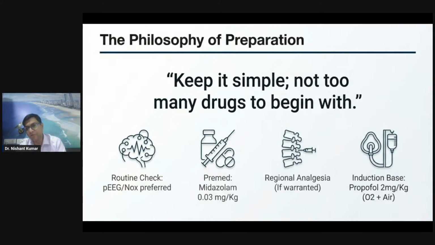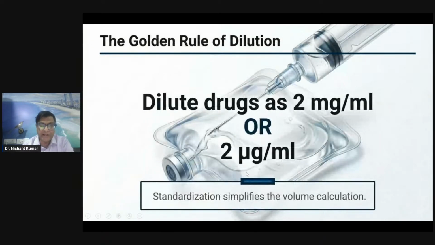I usually use propofol for induction, in oxygen and air for maintenance. Now, either you can use inhalational or you can use propofol. The choice is yours. Now, what I do is I use either ketamine or dexmedetomidine. I don't use both. I use either ketamine or dexmedetomidine as my analgesic regimen. I dilute these drugs as 2 milligram per ml for ketamine or 2 microgram per ml for dexmedetomidine. So it just makes my life simple. It standardizes the volume calculation.